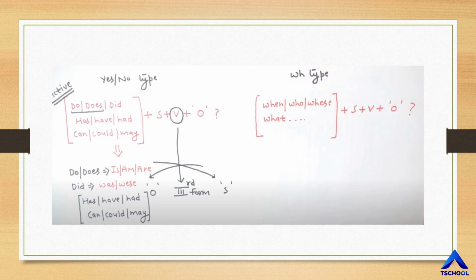While changing from active to passive, I have clearly shown in the picture that the verb will remain in the third form. Subject becomes object, object becomes subject, and the verb will remain in the third form. But talking about the interrogative type, especially do, does, and did: for do and does, we are going to use is, am, and are, and for did, we are going to use was and were. Remaining has, have, had, can, could, may will have no changes.